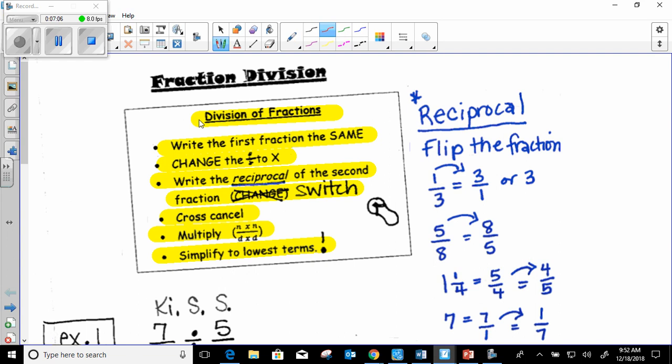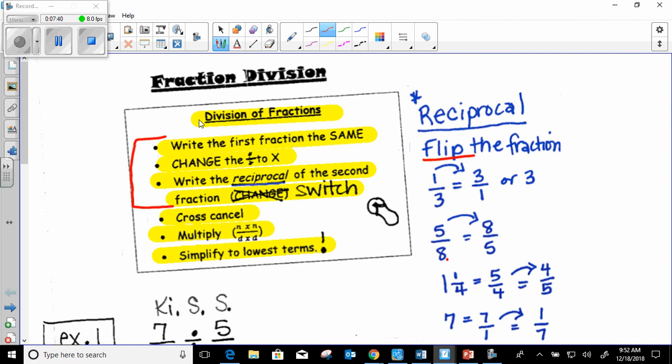So here is the difference right here. You have to do this first. Then you multiply. That's the only difference. So the reciprocal over here that I wrote, the reciprocal is you're flipping the second fraction. So if the second fraction was 1/3, the reciprocal would be 3 over 1 or 3. 5/8. The reciprocal is 8 over 5.